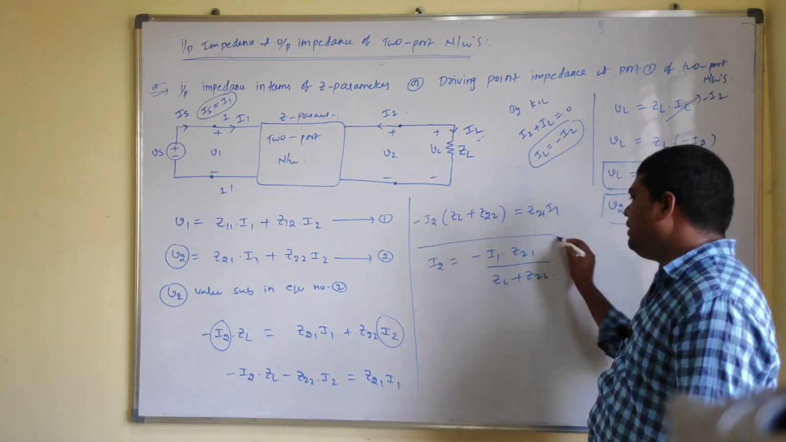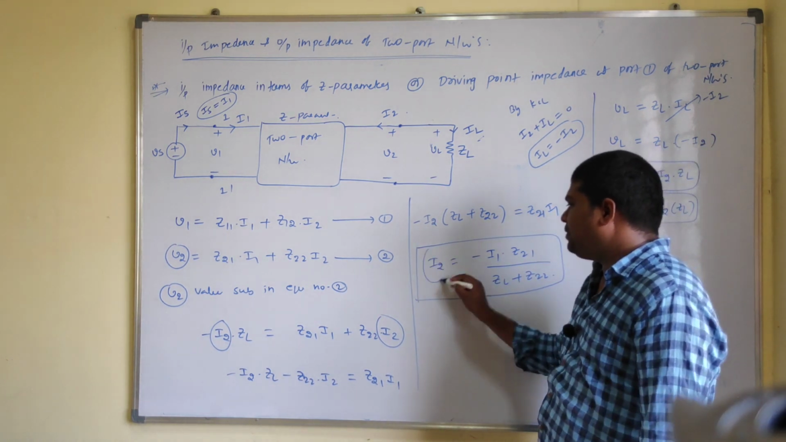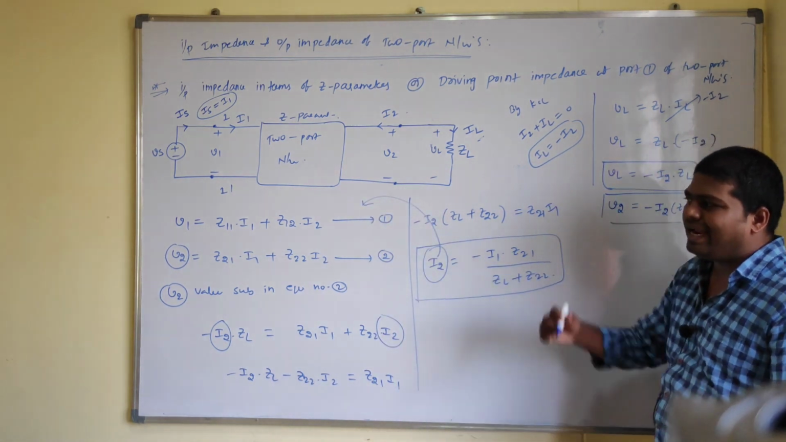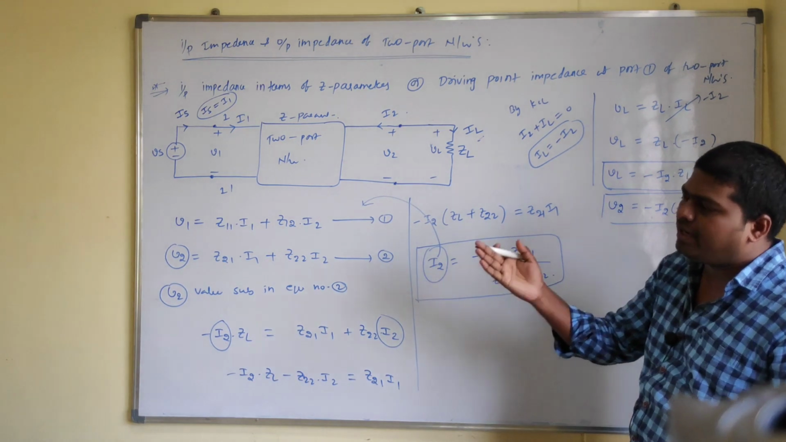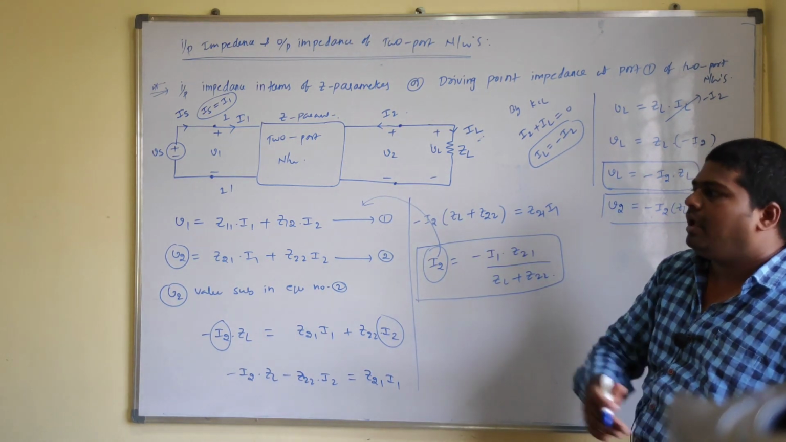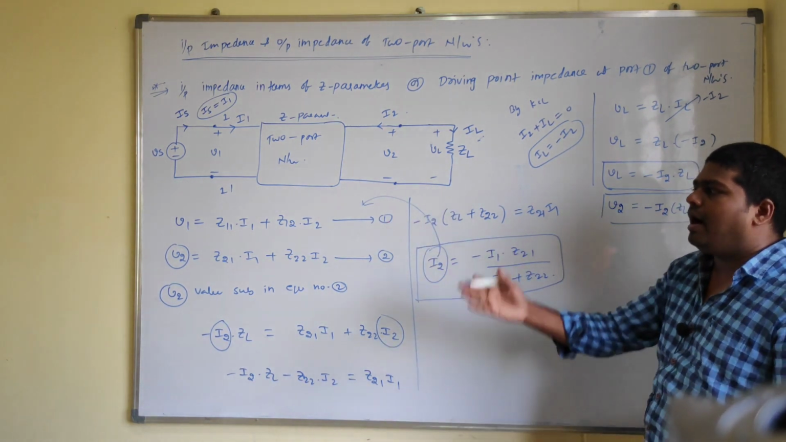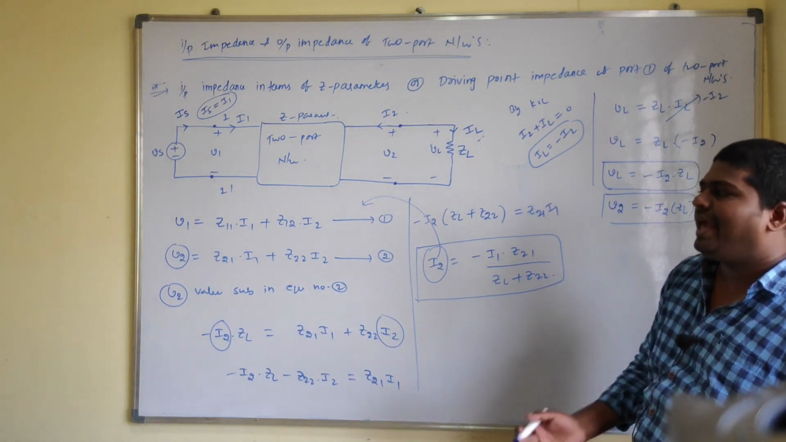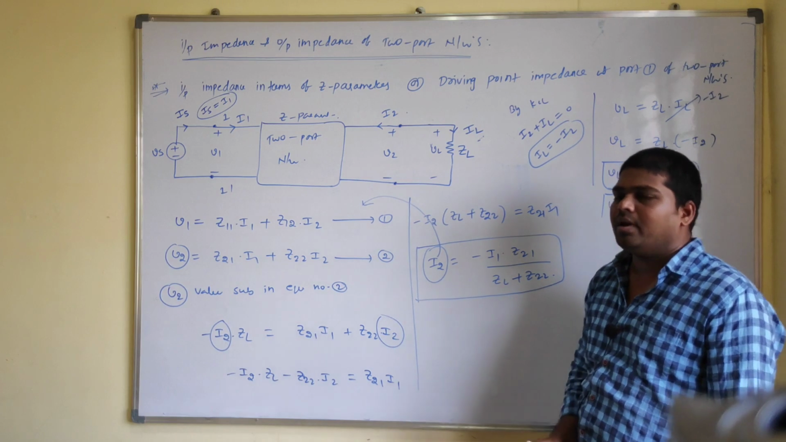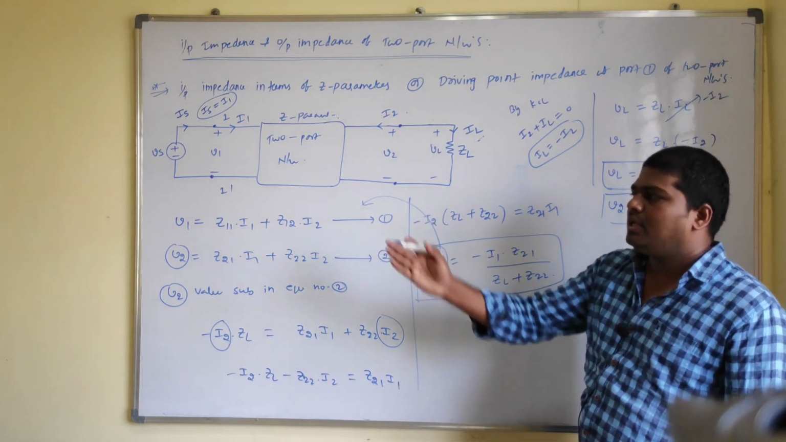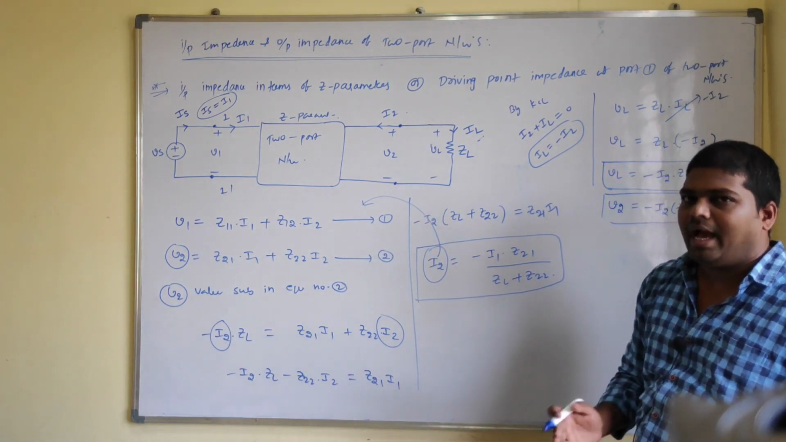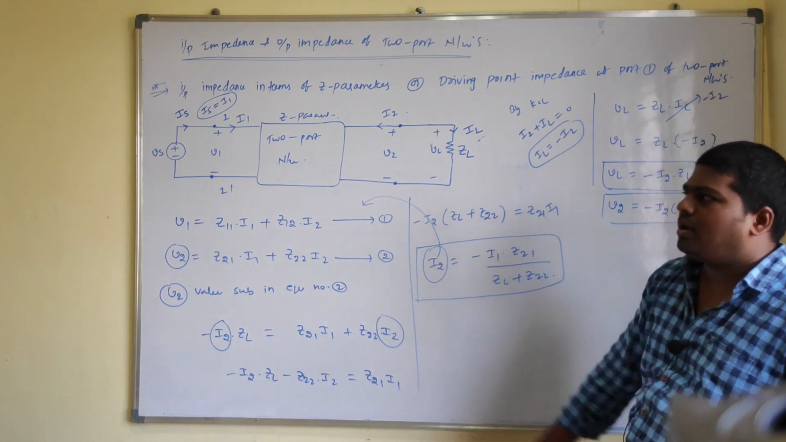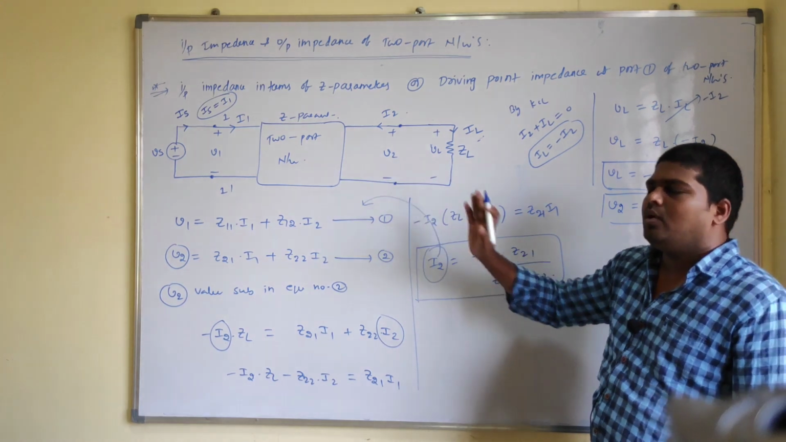This is your I2 value, right? So substitute this I2 value in equation number 1. Then the entire equation is converted into I1 terms. In the LHS we have V1, and in the RHS all the terms have I1 as a common element. If you take I1 as a common factor and move it to the left side, you get V1 by I1. That equals Z11. Z11 is nothing but the input impedance of that particular two-port network.